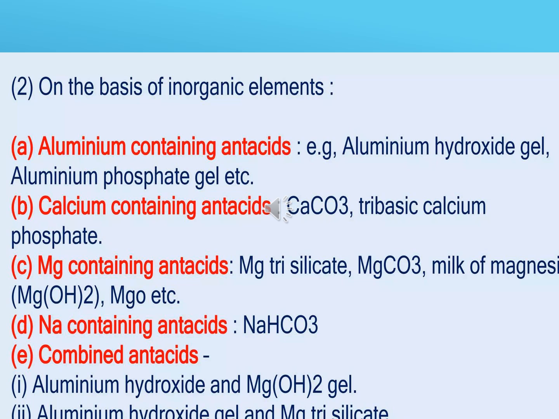The fourth one is sodium containing antacid, sodium bicarbonate. Then combined antacids, for example aluminum hydroxide and magnesium hydroxide gel. Second example, aluminum hydroxide gel and magnesium trisilicate.